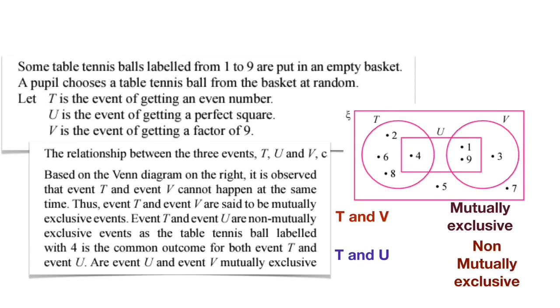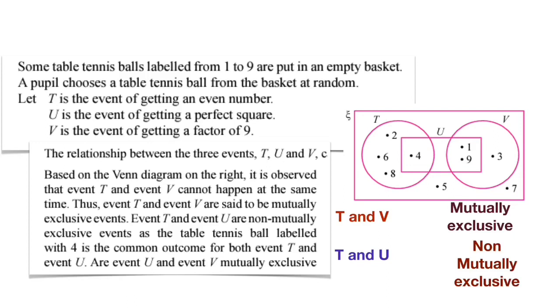The relationship between the three events T, U, V is shown on the Venn diagram on the right. It is observed that event T and event V cannot happen at the same time. Thus, event T and event V are said to be mutually exclusive events. Event T and event U are non-mutually exclusive events, as the table tennis ball labeled with 4 is the common outcome for both event T and event U.